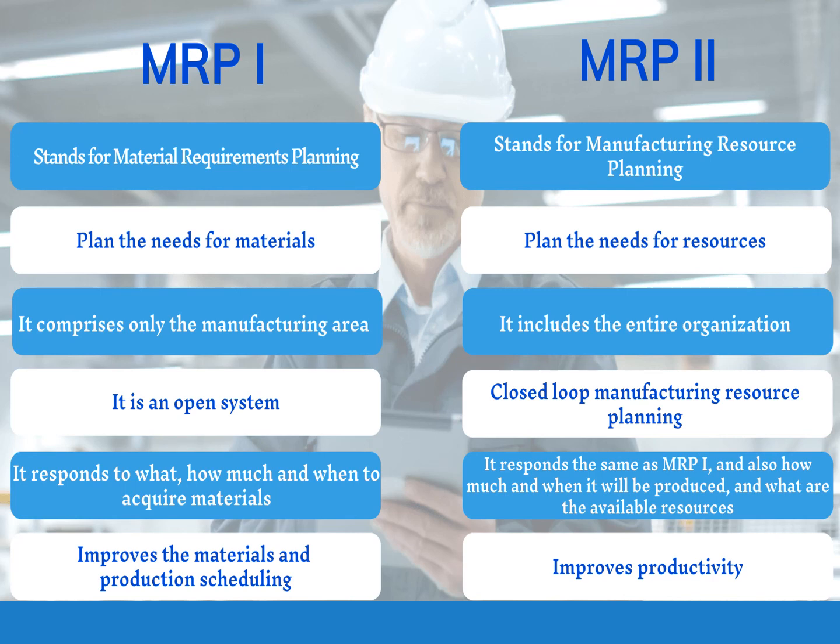So to compare between MRP1 and MRP2, the MRP1 stands for Material Requirement Planning, whereby MRP2 stands for Manufacturing Resource Planning. MRP1 plans the need of materials, whereby MRP2 plans the need of the resources in general, so it also includes resources like the labor and so on. It's not only for the raw materials. MRP1 comprises only the manufacturing area, whereby MRP2 includes the entire organization. MRP1 is an open system, whereby MRP2 is closed loop manufacturing resource planning.